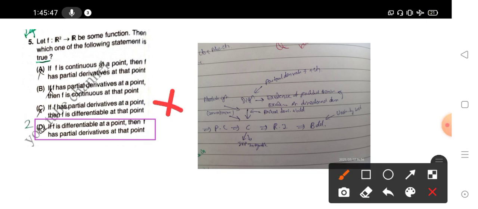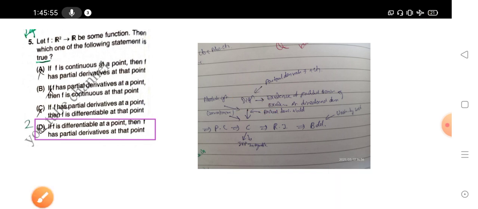Here, if f is differentiable, then f has a partial derivative at that point. This is a true statement, so option D is correct, and the other options are wrong.